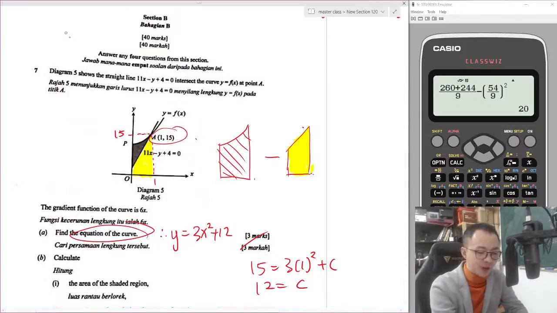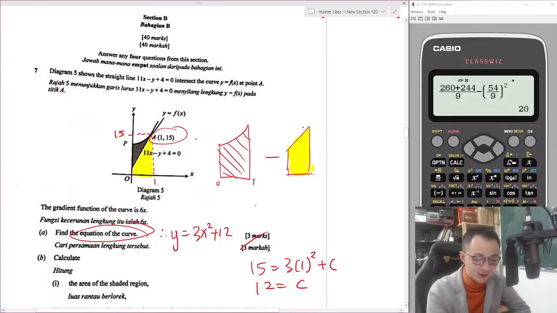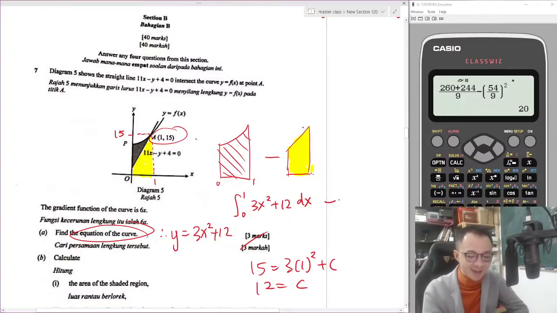Okay, so I want to integrate the curve, which is actually quite easy. I have the equation of the curve already. This is 0 to 1, isn't it? So I will integrate from 0 to 1, 3x squared plus 12 dx, minus, okay, this is the area I want to find.